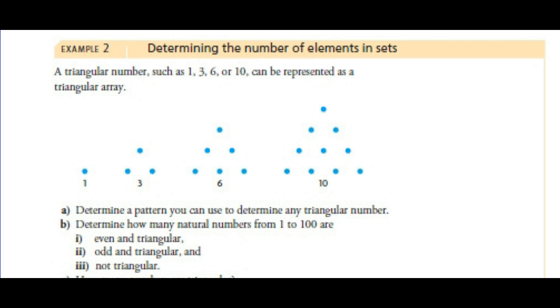Here it's saying a triangular number, 1, 3, 6, 10, and so on, can be represented as a triangular array. You can make a triangle out of it, and so on.